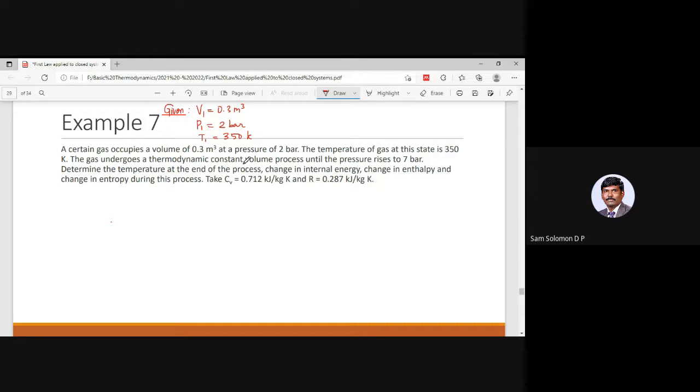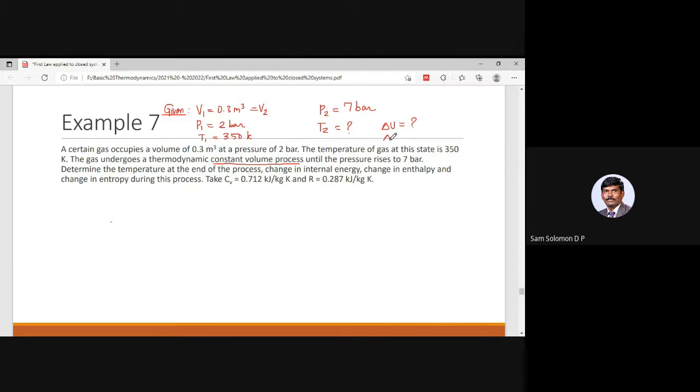The gas undergoes a thermodynamic constant volume process. Here they have very clearly mentioned that it is a constant volume process, which means V1 is equal to V2. So there is no change in volume. The pressure rises to 7 bar, so P2 is 7 bar. Determine the temperature at the end of the process. So they want you to find the temperature at state point 2, the change in the internal energy, the change in enthalpy, and the change in the entropy during the process.